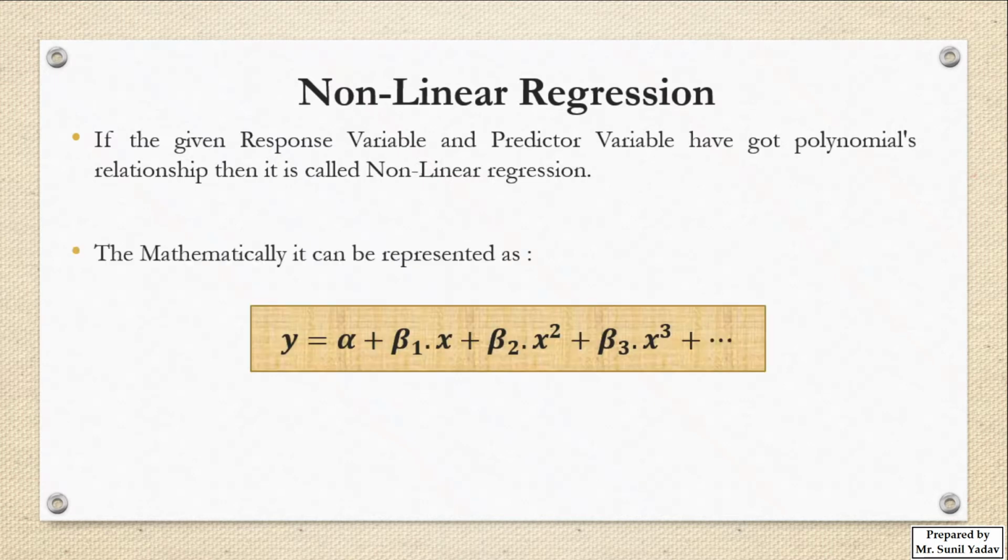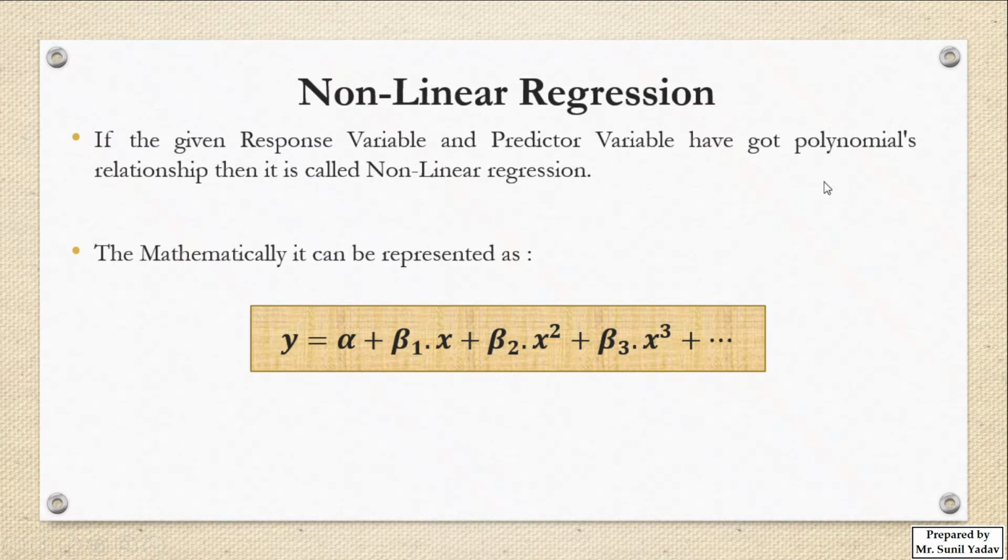And if you see the mathematical model of nonlinear regression, it will be something like y equal to alpha plus beta 1 into x, beta 2 into x square, beta 3 into x cube. Here we can see in this mathematical model, we have two variables only, variable x and variable y. But the only difference is that here the variable x has degree 1, here we have degree 2, and here we have degree 3. So that's why it follows the polynomial relation, and that is called nonlinear regression.